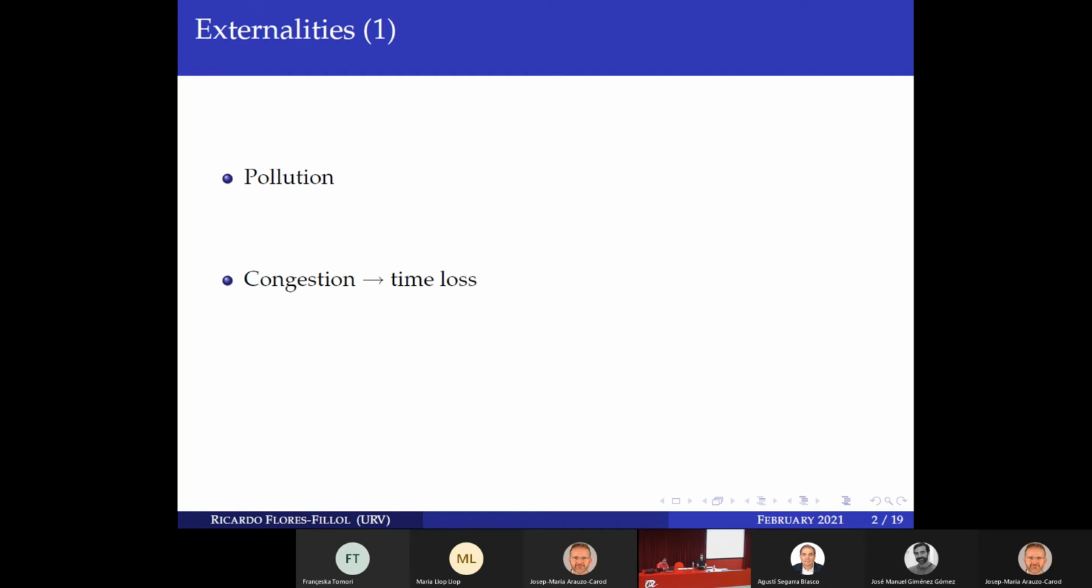The second one is congestion, which is the one I'm going to mostly refer to in my presentation. When we talk about congestion, we basically refer to time loss. This is the excess travel time that we experience with respect to a free flow situation. This is the idea you need to keep in mind. In the case of aviation, there are other things like you may lose connections, lose your luggage, etc. But basically, we refer to a loss of time and the economic impact that this loss of time carries with it.